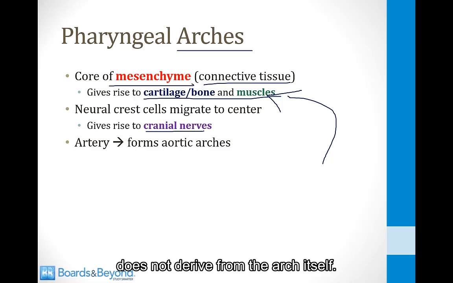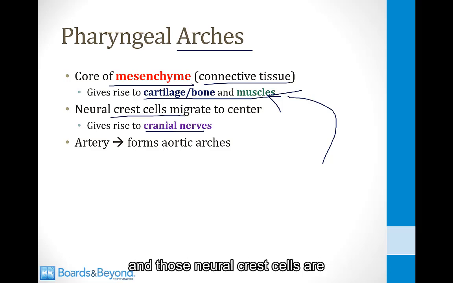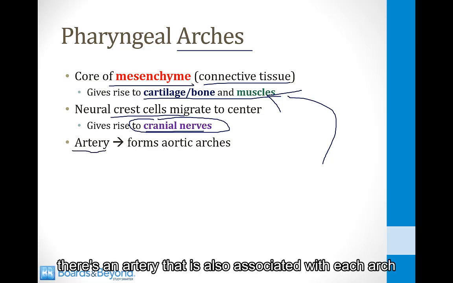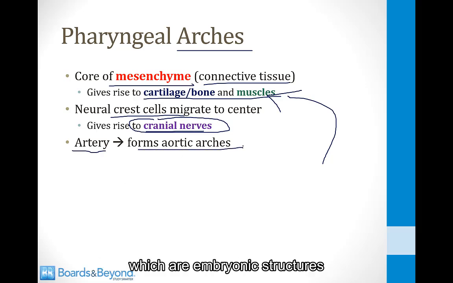Each pharyngeal arch is associated with a cranial nerve, but it's important to understand the nerve does not derive from the arch itself. Neural crest cells migrate to the center of each arch, and those neural crest cells are what go on to form the cranial nerves that are associated with each arch. And then finally, there's an artery that is also associated with each arch, and the arteries go on to form the aortic arches, which are embryonic structures we will also talk about later.